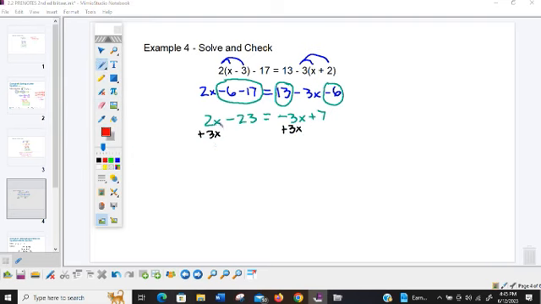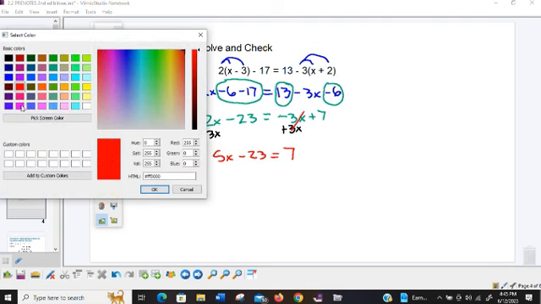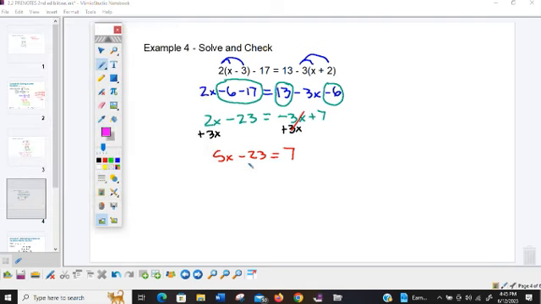Now what I have is 2x plus 3x is 5x minus 23 equals, these cancel, and then I have a positive 7 left. My next step is going to be to move numbers to the right. So if this is a negative 23, to move it across the equals, I do the inverse, so I add 23. This will cancel, and then I'm left with 5x equals 7 plus 23 is 30.